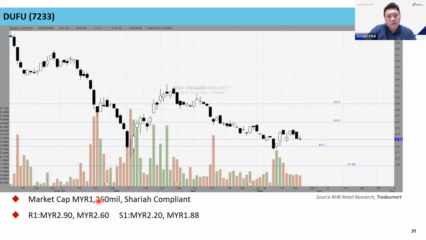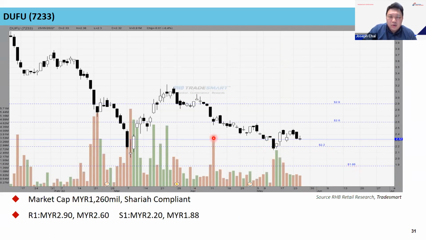Now on another stock, Dufu. Dufu is coming on the way down, and look at the volume, right? So that's a black candlestick here. So I mark out the black candlestick. Low is about 220. Then I look at the historical volume, and I found out that prior to that, the highest volume was somewhere around 188, right?